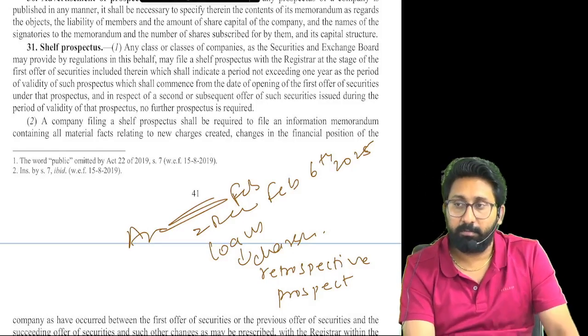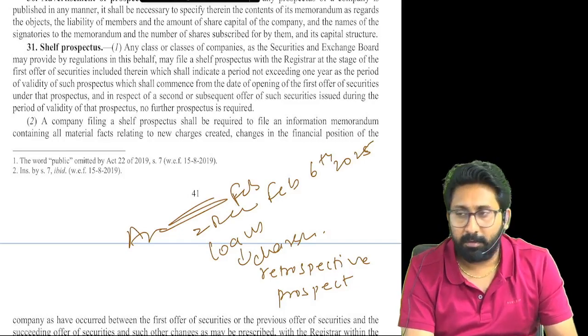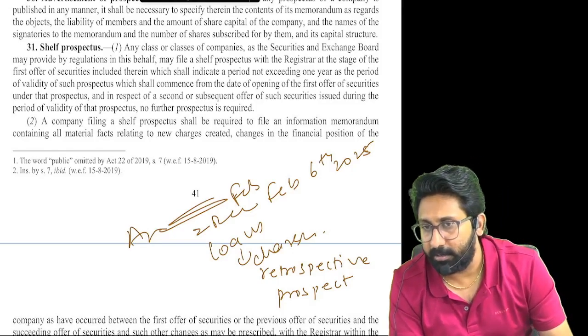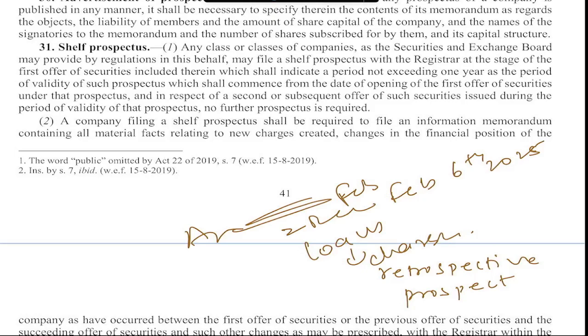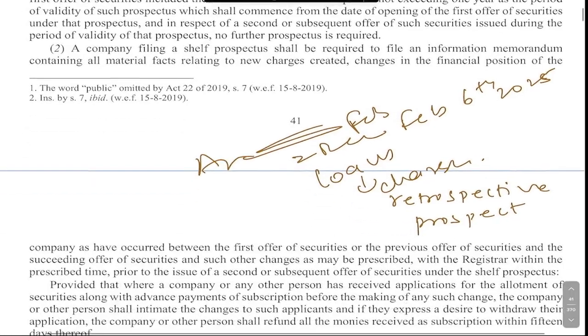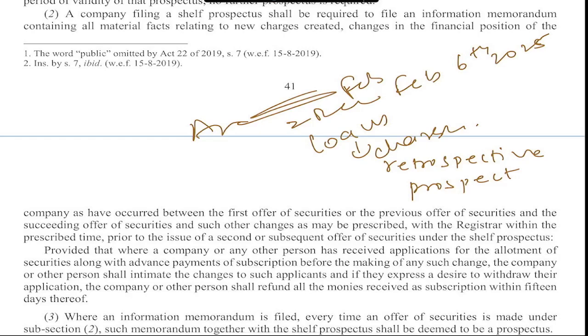Next, point number 4. Every company issuing SP shall file IM, the information memorandum, containing the details of charges created, changes in financial position, etc. with the ROC.